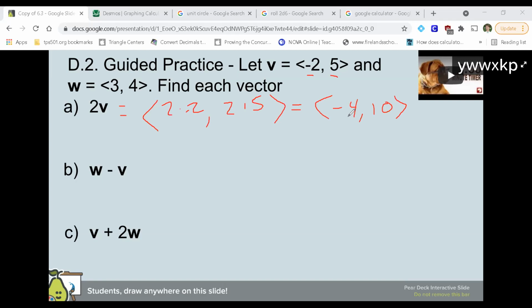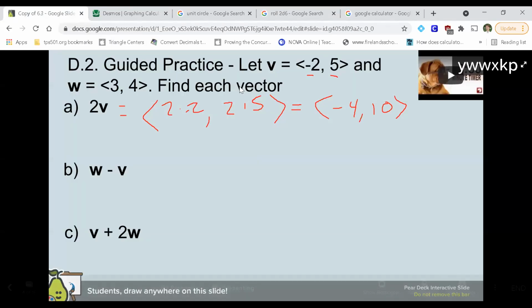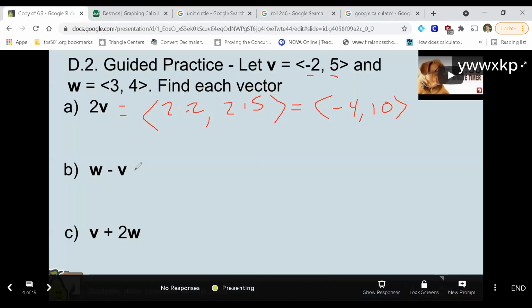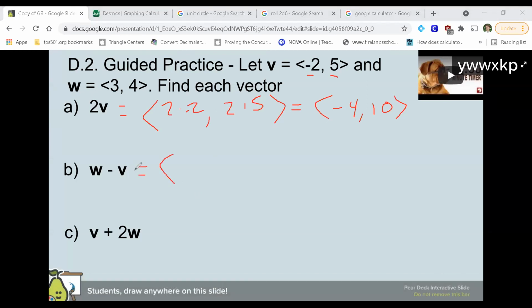Okay. All right. Walk us through the second one. Odd for Caitlin, even for Ty, odd for Caitlin. So we're going left today. Caitlin, how do I do this? w minus v. So you subtract the 3 minus -2, and then you do the 4 minus 5. And what does that give us? Is that 5, -1?